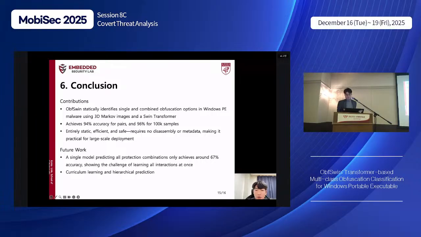As for future work, we observed that the unified model for all combinations reaches only around 67% accuracy. To address this, we plan to explore curriculum learning, where we gradually increase the complexity of labels, and hierarchical prediction architectures, where the model first predicts high-level categories and then refines them. Our long-term goal is to build a more comprehensive model that can handle a much larger and more realistic space of obfuscation options and combinations, while maintaining robust performance.